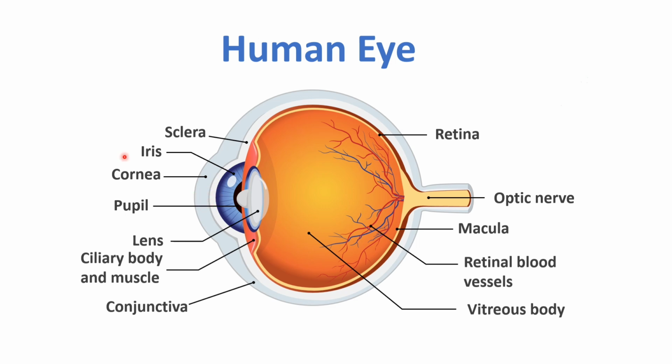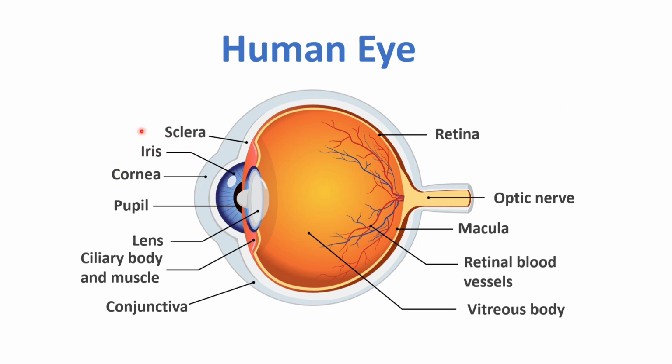Next we are going to see the cornea. The cornea is the outermost layer. It is transparent in nature. Most of the refraction of light occurs at the outer surface of the cornea.